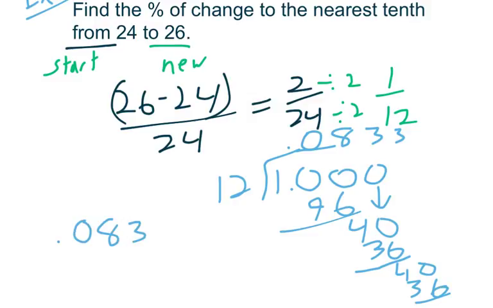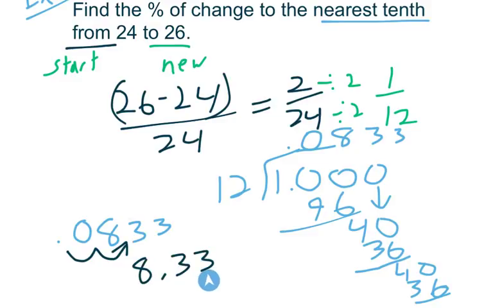0.083 repeating. But since this says round to the nearest tenth, I'm going to go ahead and write it out rather than with my repeater bar. And I'm going to move that decimal 2 spots to the right to make it a percent. So it's 8.33. I look to the number to the right of the tenths, and it's less than 5. So that means I keep it at a 3. So I'm going to erase that 3. It's just 8.3%.